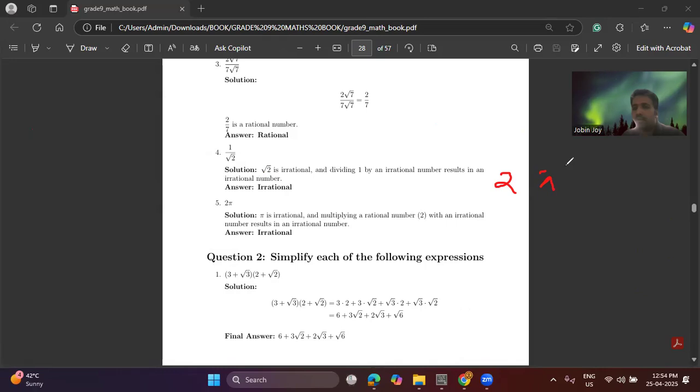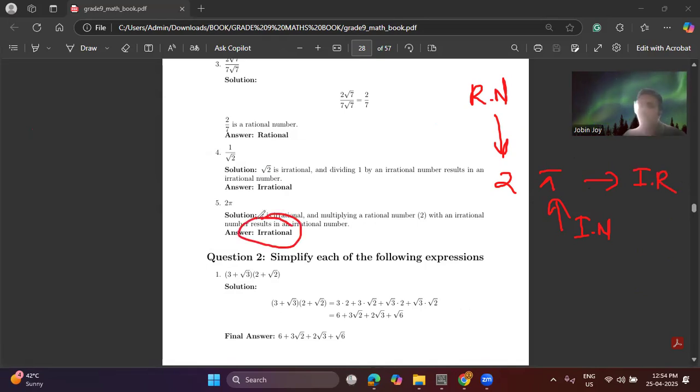Next is 2 pi. So 2 pi means pi is what? Pi is an irrational number and 2 is a rational number. When you multiply a rational number with an irrational, the final answer will be an irrational number. So the answer will be irrational.